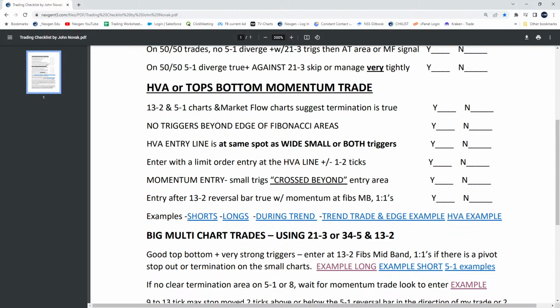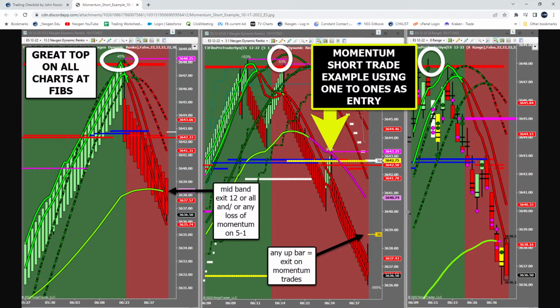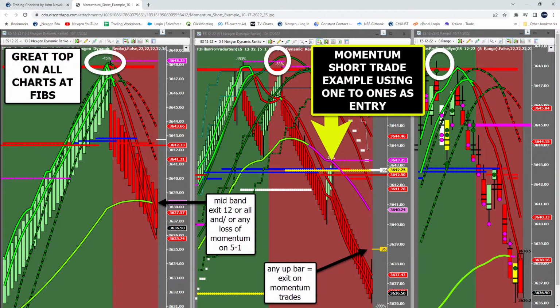And again, let me go back to the picture we were looking at earlier. This is the look where you can get away with being first to sell a little pullback. A great top on all your charts, then you're going to get away with it if the small triggers are vertical. Everybody cool?